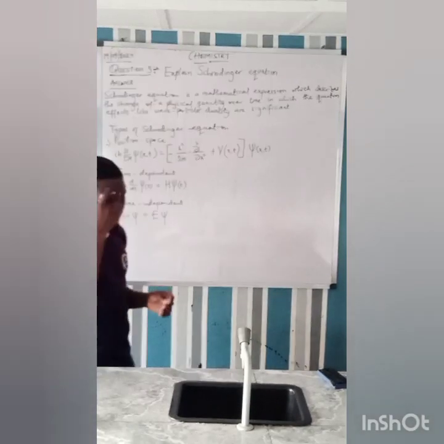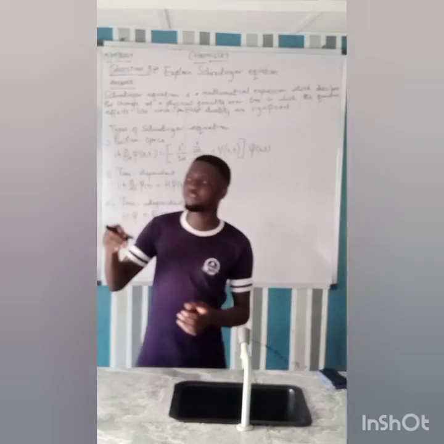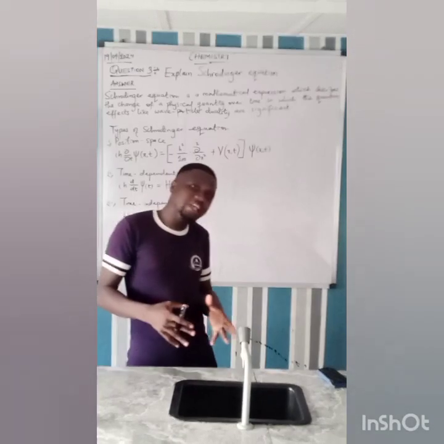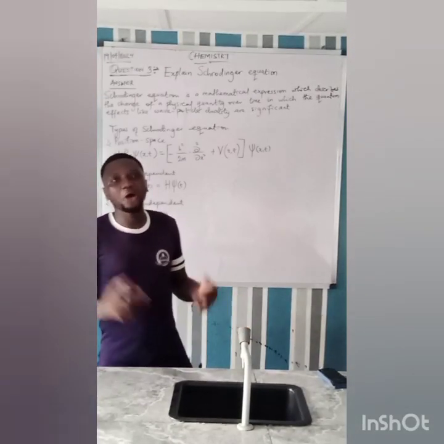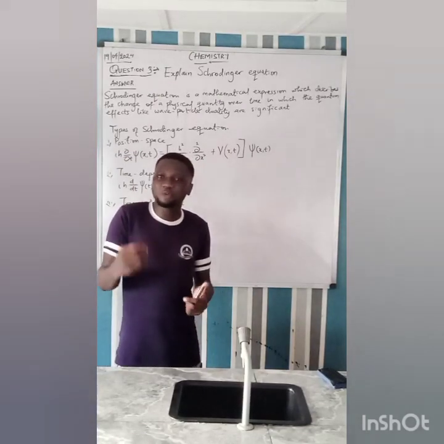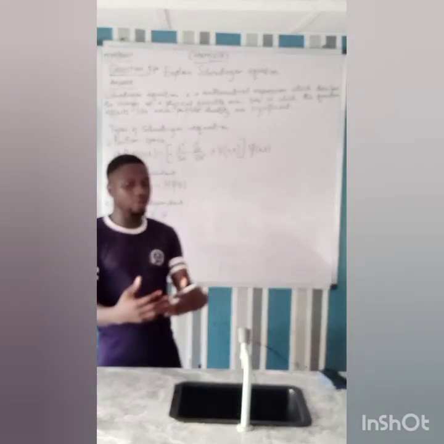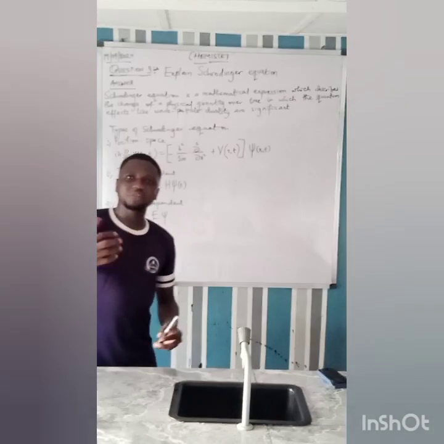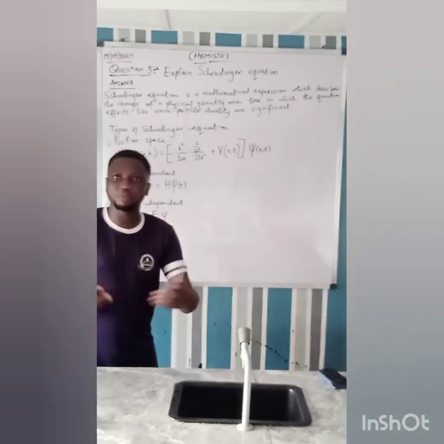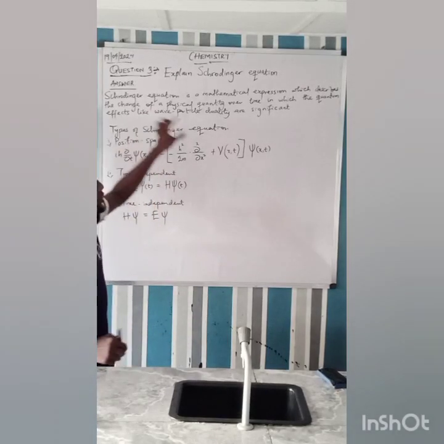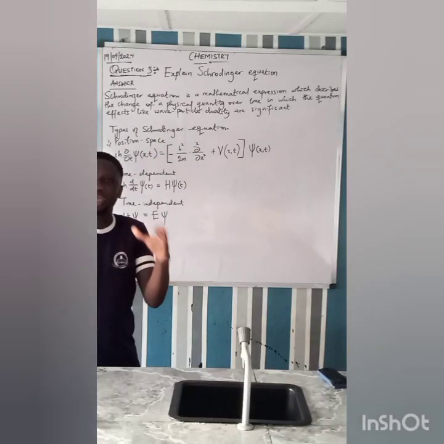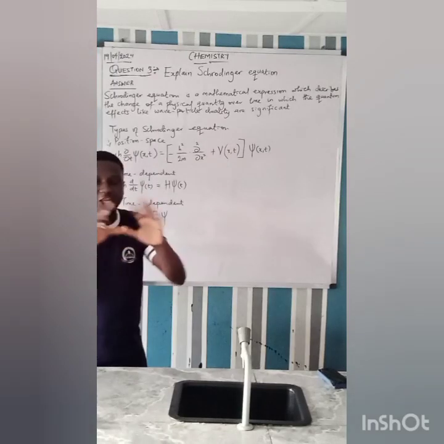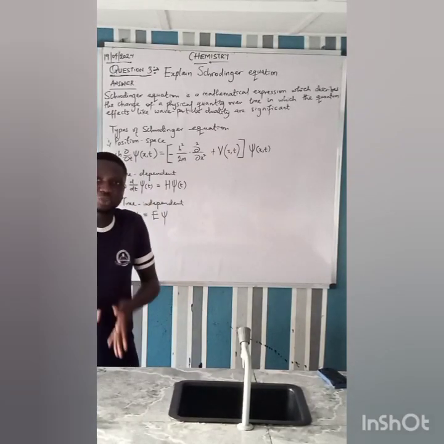Okay, as we know, the universe is made up of matter, and matter is made up of atoms, and the atom is made up of some subparticles like our proton, electron, and neutron. So how do these subparticles behave? The Schrödinger equation explains more about the behavior of these subparticles in a particular system with respect to time.